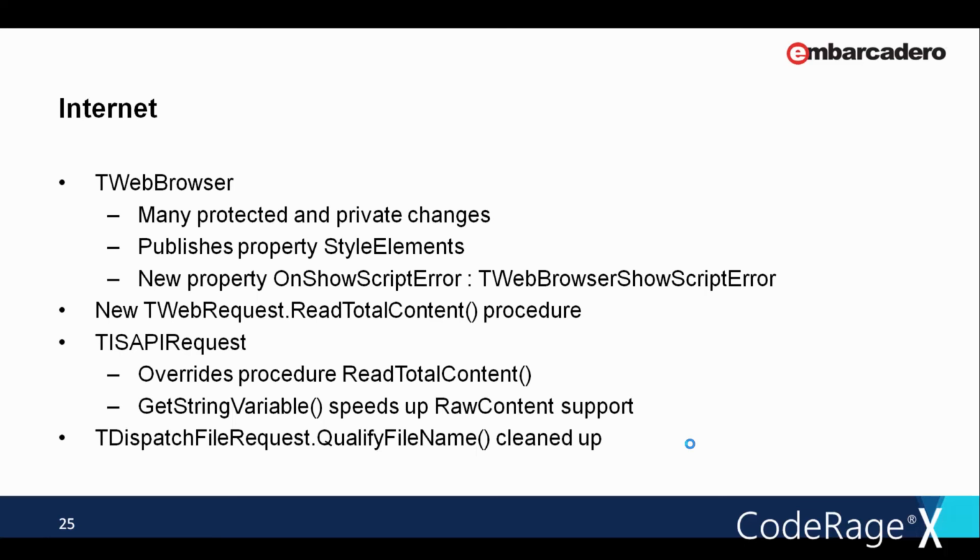As I mentioned before, there's a ReadTotalContent procedure, or I can't remember if it's a procedure or a function right now, but that one is useful for just grabbing all of the content that you're trying to retrieve rather than having to write your own streaming mechanism for it. TISAPIRequest has a custom override for ReadTotalContent, and GetStringVariable speeds up raw content support. TDispatchFileRequest QualifyFileName has been cleaned up. The logic is a lot clearer now.